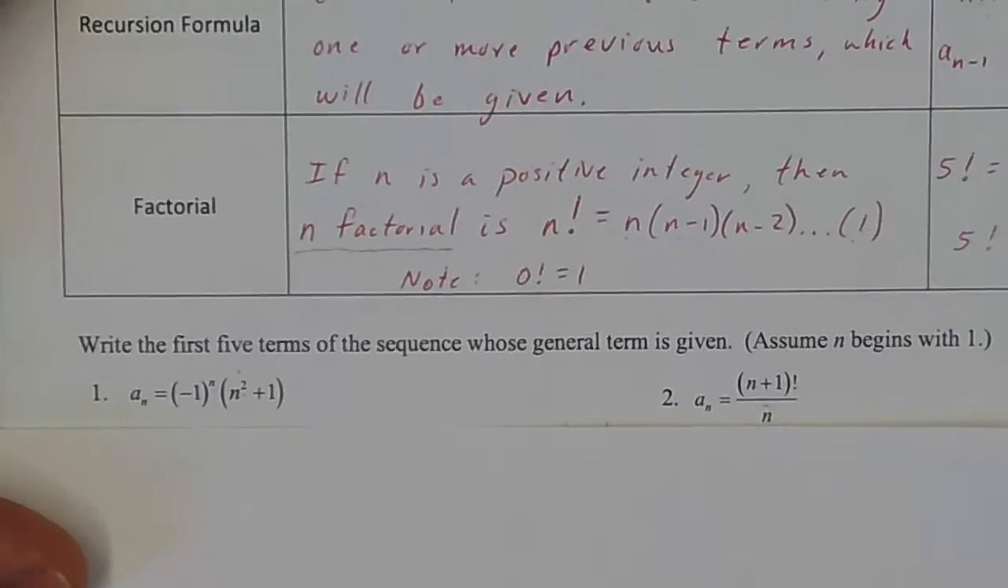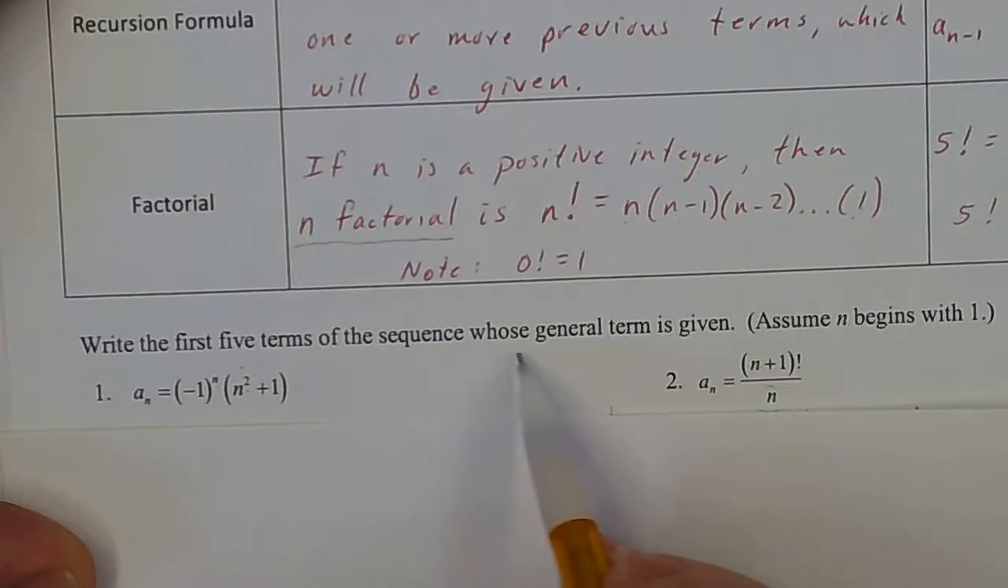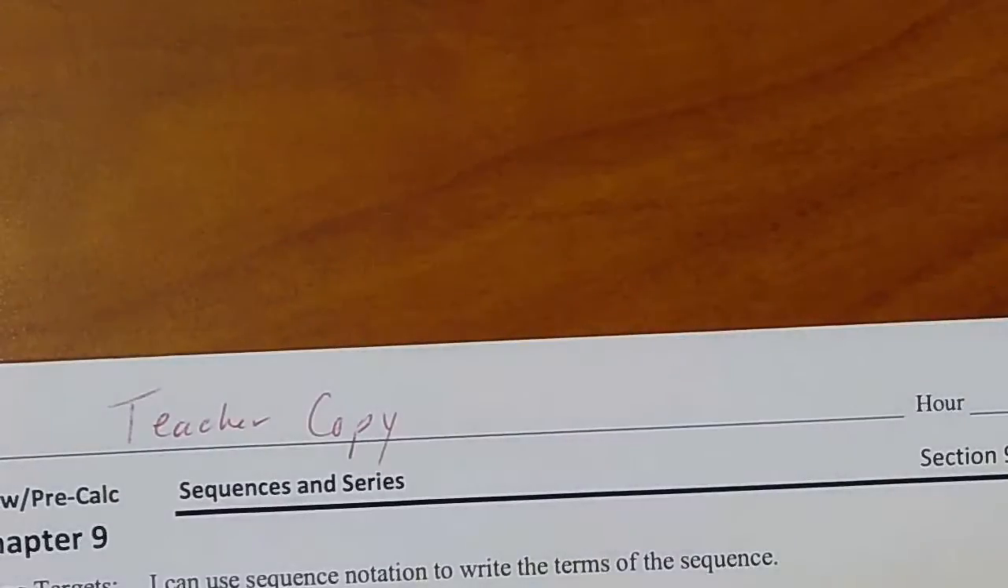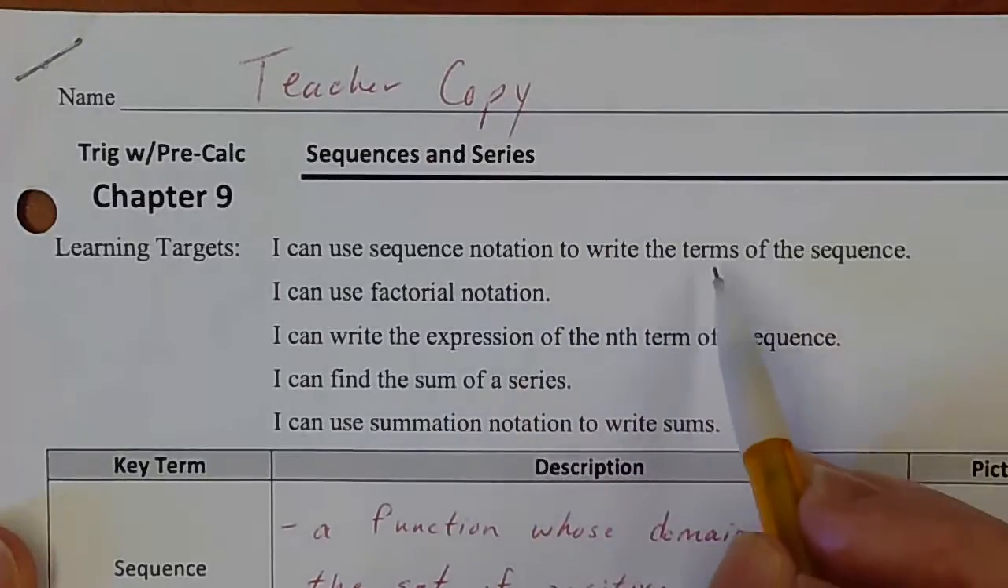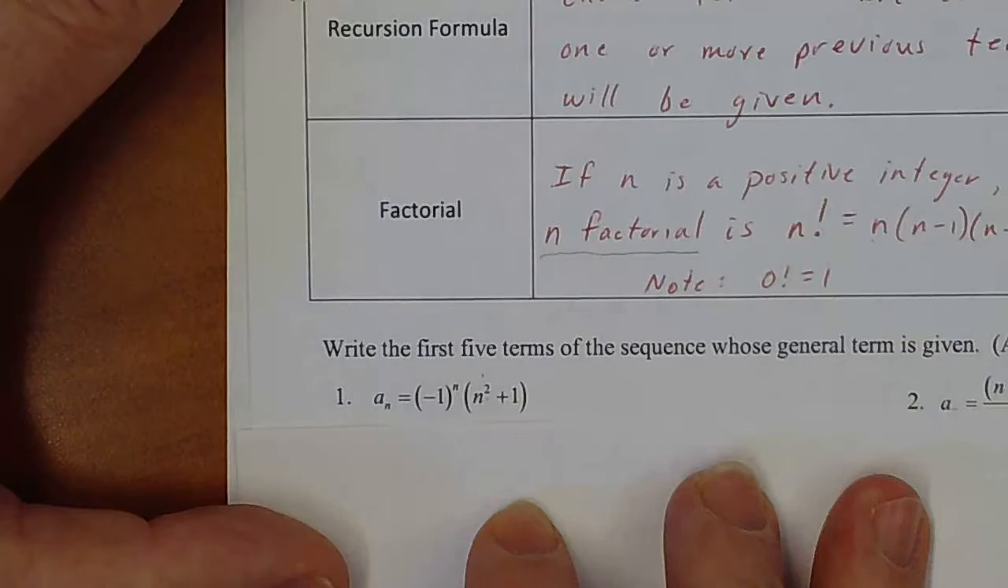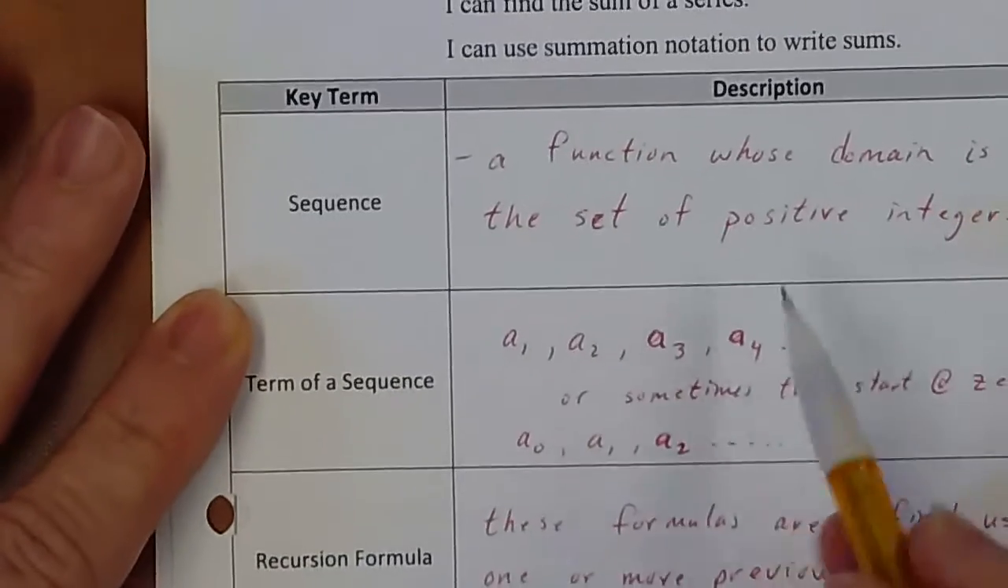All right, let's go ahead and take a look at these first 2 examples. Write the first 5 terms of the sequence whose general term is given. And that's this first learning target. We can use sequence notation to write terms of a sequence. You have to remember that for these sequences, the domain is positive integers. That's what you're plugging in.